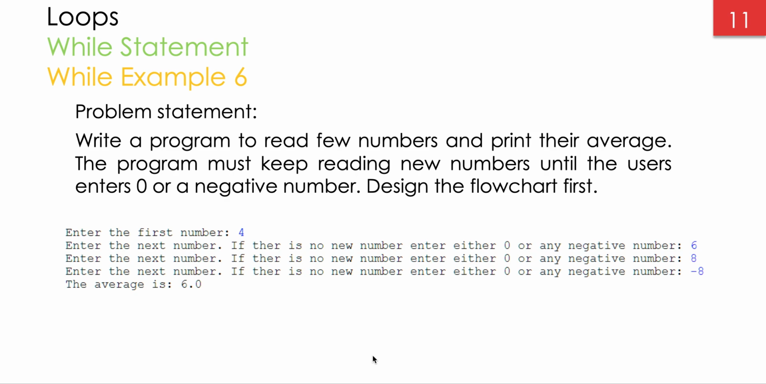In this program, what we need to do is read a bunch of numbers and then print their total sum and their average. In order to print the average, we need to calculate their total sum. We also need to count how many numbers the user entered. We don't know how many numbers the user is going to enter. All we know is the last number is 0 or a negative number.